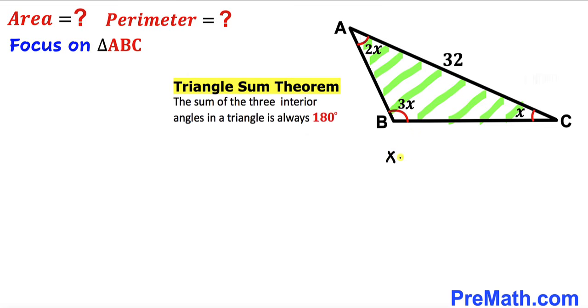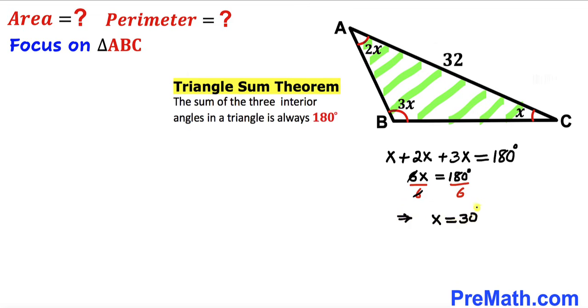So our angle x plus angle 2x plus angle 3x must add up to 180 degrees. Let's combine the like terms on the left hand side. That gives us 6x equals 180 degrees. Now I am going to divide both sides by 6 to isolate x. The 6 and 6 is gone. So our x value turns out to be 30 degrees.